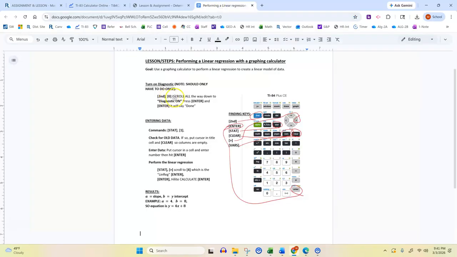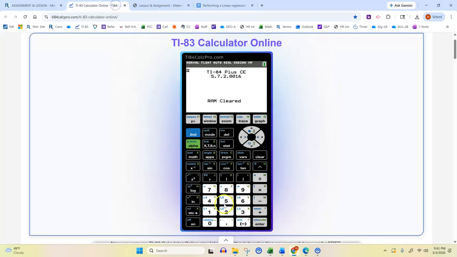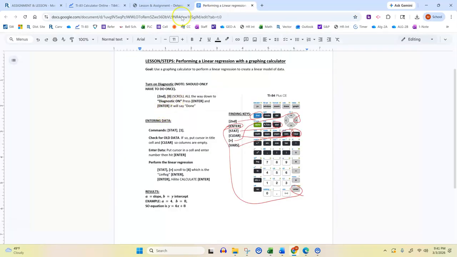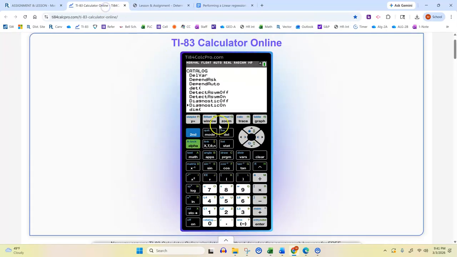0. And then scroll all the way down to diagnostic on and press enter twice until it's done. So second, I already did that. 0. Next, we're going to scroll all the way down, just hold the down arrow, until it gets to diagnostic. And it should be on, right? I think that's what it said. Yes. And we're going to hit that twice, enter, enter again, and now we're done. Good. Okay, so we did that.